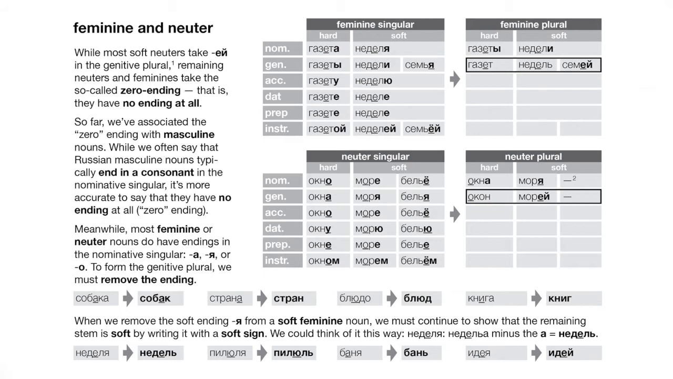Okay, look at that carefully. What's happened here? We had nedelya. That ending was basically just showing that ya ending was marking first a soft L followed by an ah vowel, right? Now, it's only that final vowel we're really getting rid of, right?